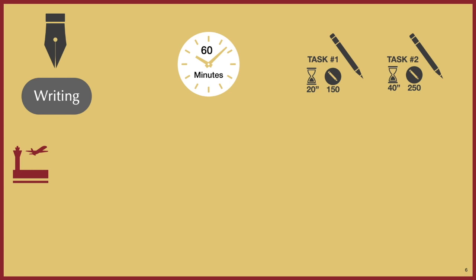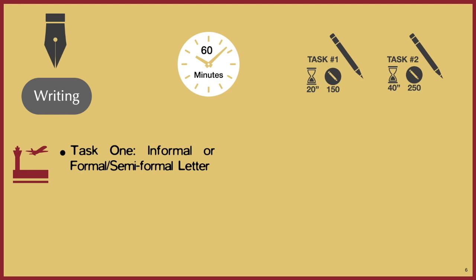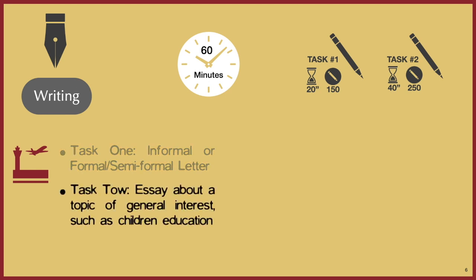In the general training module of the IELTS exam, Task 1 asks you to write an informal or formal/semi-formal letter. And in task 2, you are required to write an essay about a topic of general interest, such as children's education.